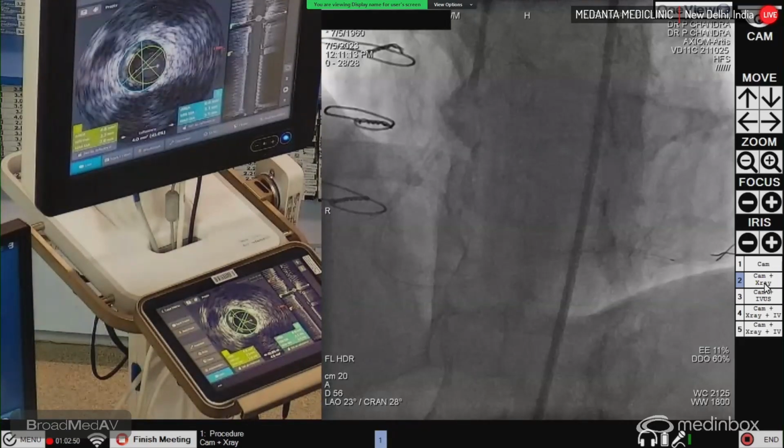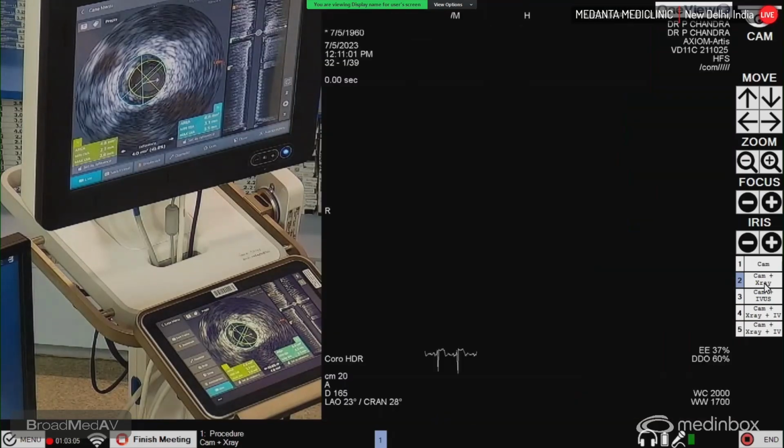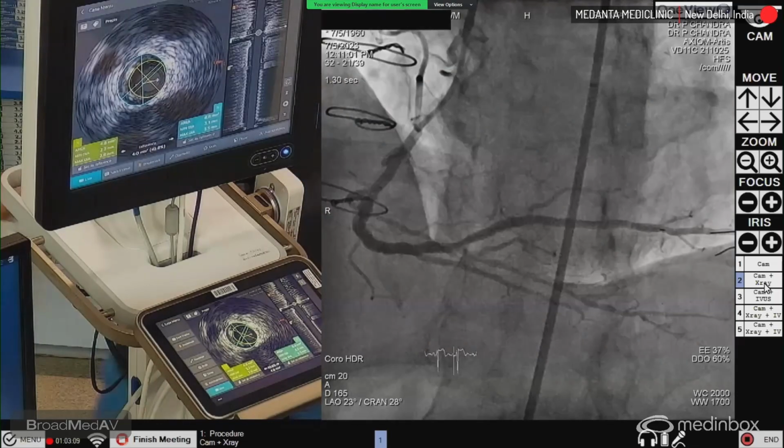.75 should be okay. So give me a 2.75 into 12 high pressure NC balloon. Yes. So we'll do the post dilatation and see how things go. Okay. Show me the last shot, please. Run the last shot. Yeah. So this looks very good.